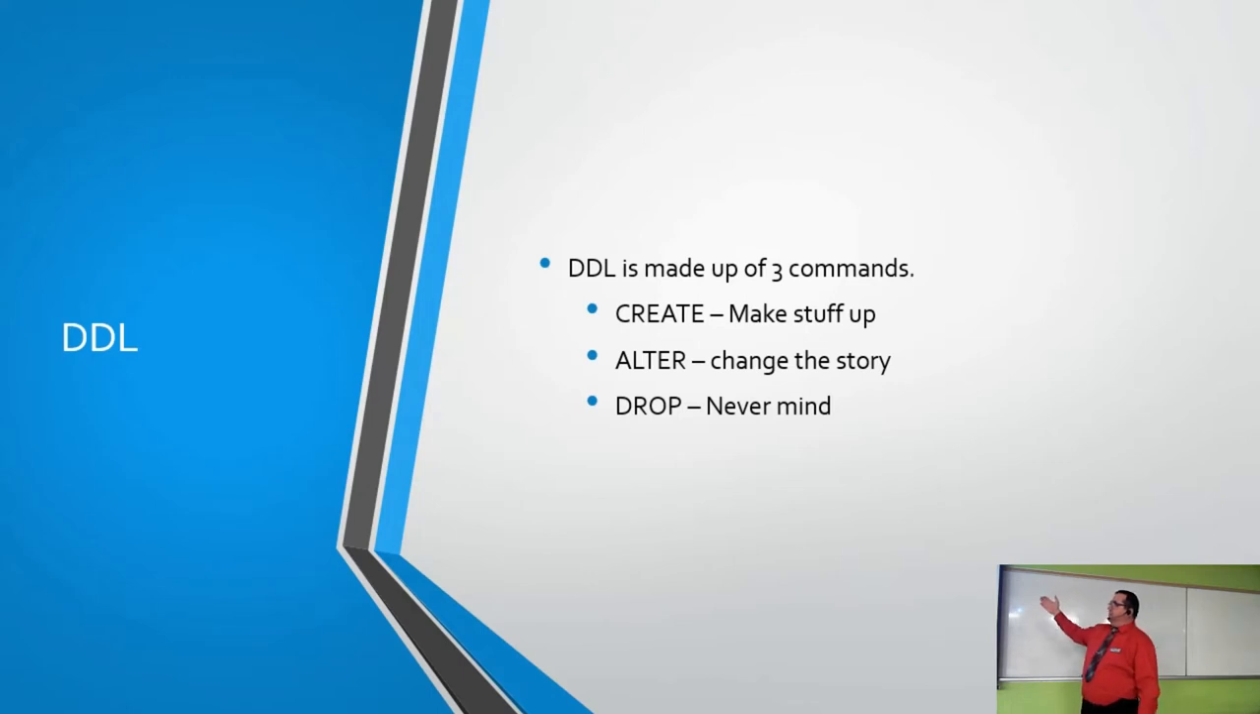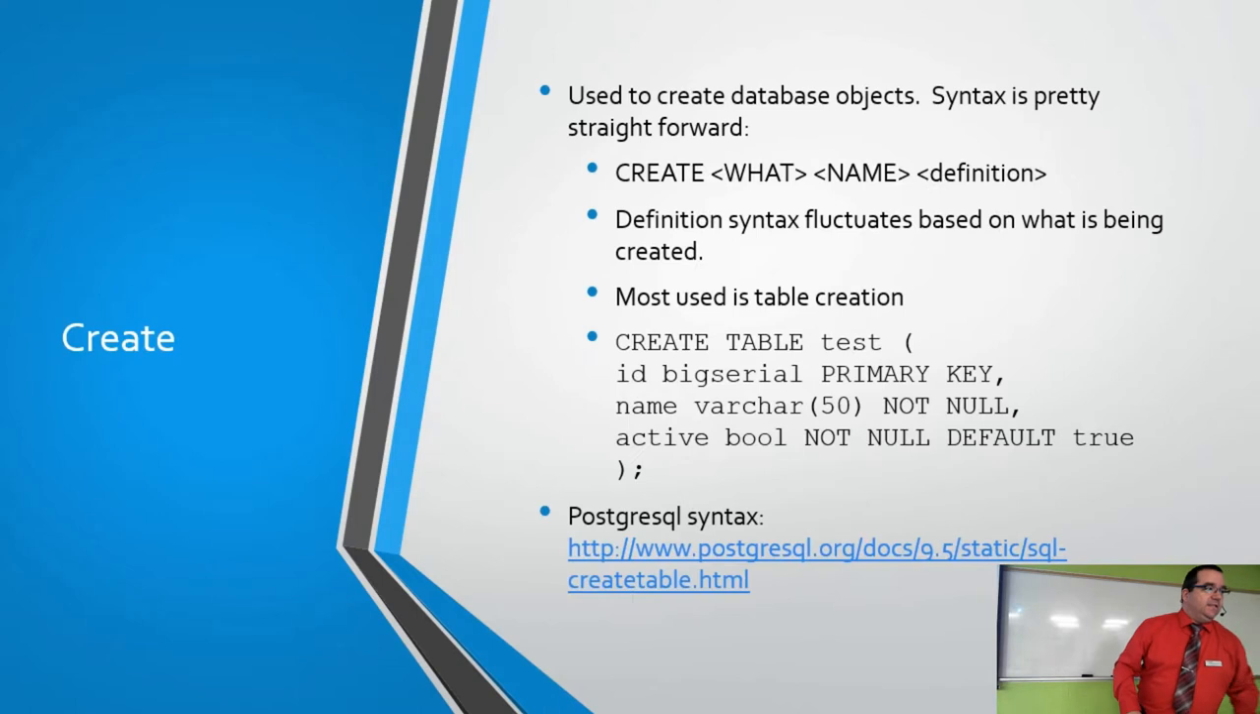Now, when you create, the syntax is, like I said, odd. But it follows a fairly standard pattern for every kind of object you create. Basically, you create database objects. And you have to say, you're going to create what? So if you create a table, create a view, create a function, create all kinds of other things you can create. Then you give it a name. Because everything in a database server must have a name. And then you give it the definition. So you create what? Give it a name. Then you give it its definition. And depending on what it is you're creating, the part that's in brackets that says definition changes.